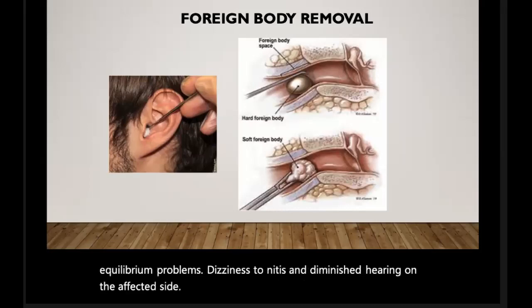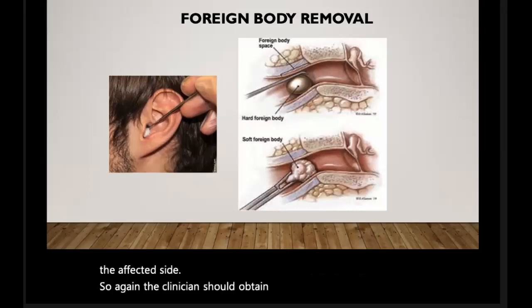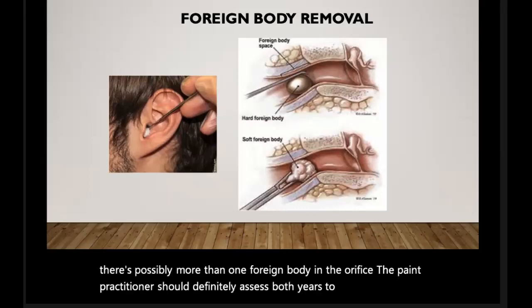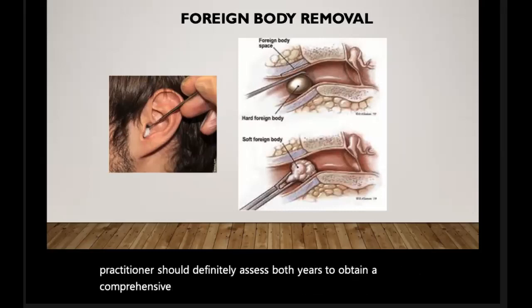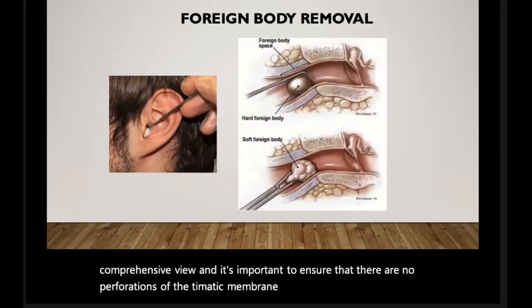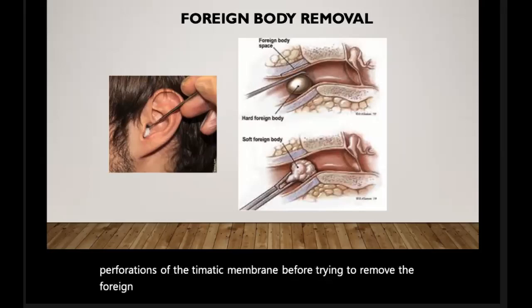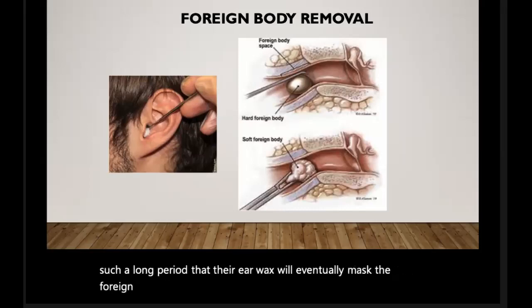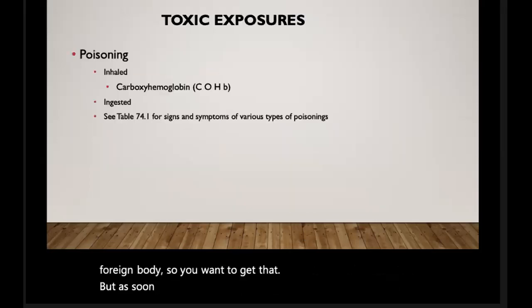So again, the clinician should obtain a complete history to see if there's possibly more than one foreign body in the orifice. The practitioner should definitely assess both ears to obtain a comprehensive view. And it's important to ensure that there are no perforations of the tympanic membrane before trying to remove the foreign body. Some patients can have a foreign body in the ear for such a long period that their earwax will eventually mask the foreign body. So you want to get that out as soon as you can, guys.